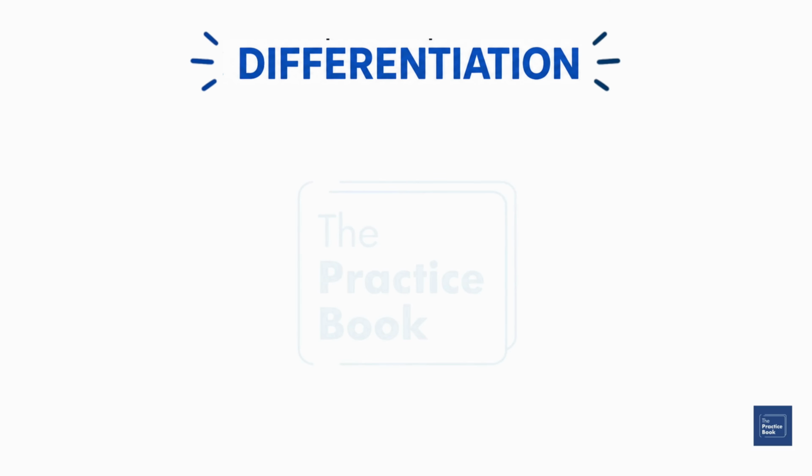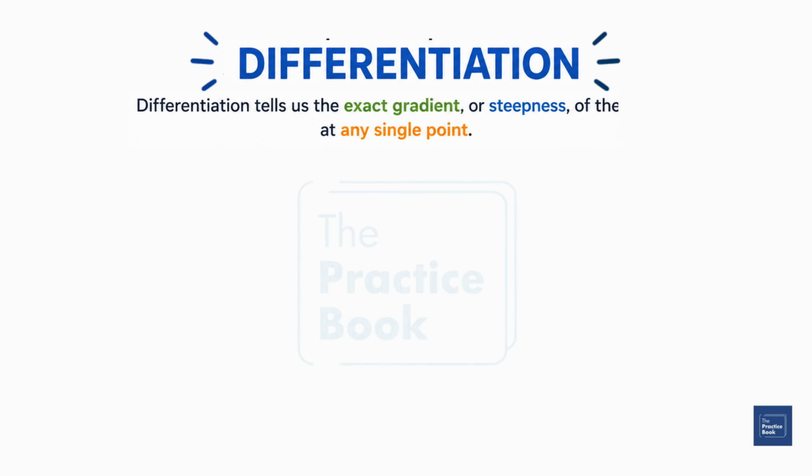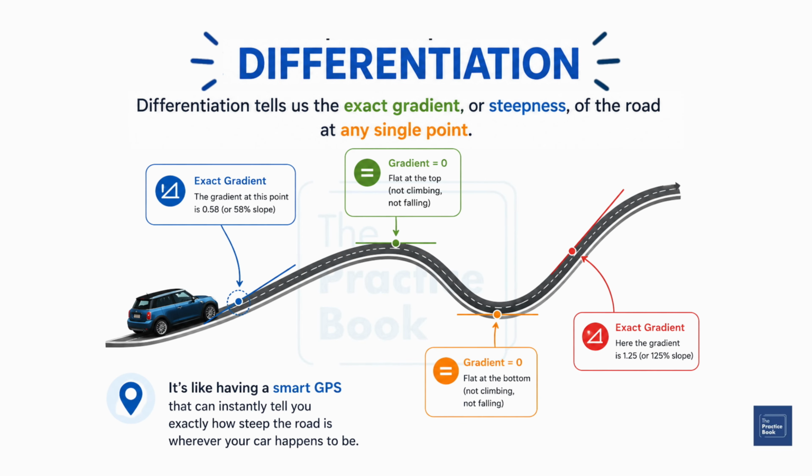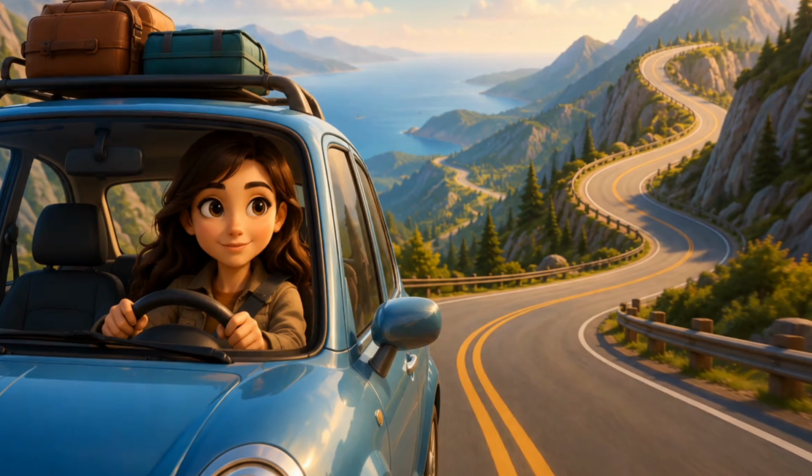That's where differentiation comes in. Differentiation tells us the exact gradient, or steepness, of the road at any single point. It's like having a smart GPS that can instantly tell you exactly how steep the road is wherever your car happens to be. The rule itself is surprisingly simple.